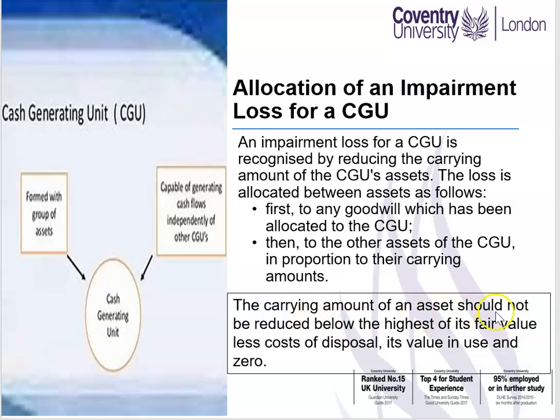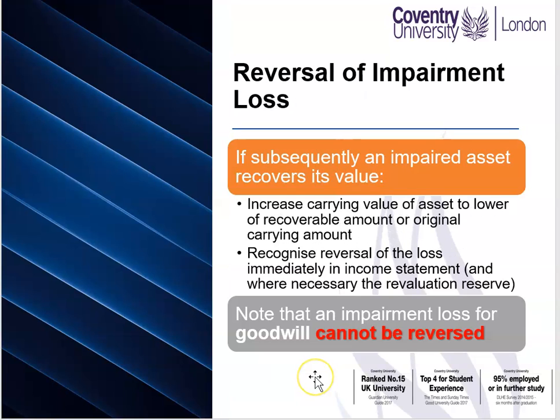So the carrying amount of the asset should not be reduced, of course, below the highest of the fair value less cost of disposal, and of course the value in use. You cannot reduce any particular asset within the unit below the recoverable amount.